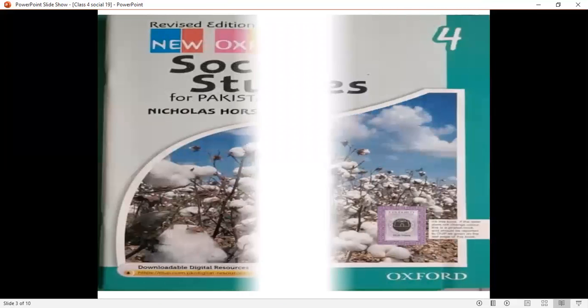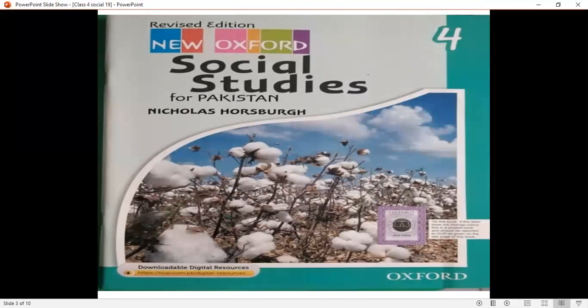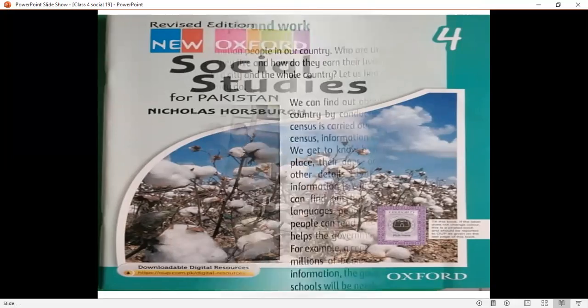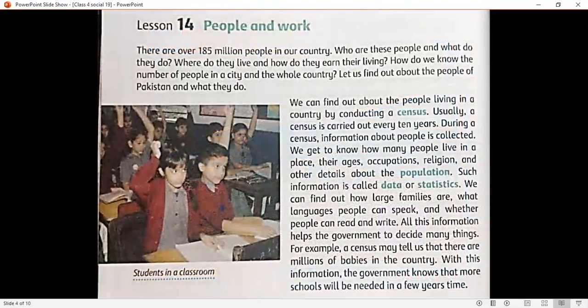I hope that all of you have this social study book. So kindly open book page number 54. And inshallah we'll study 3 pages, page 54, 55 and 56. As you know, the topic is people and work.